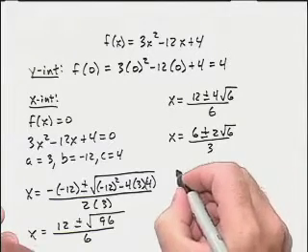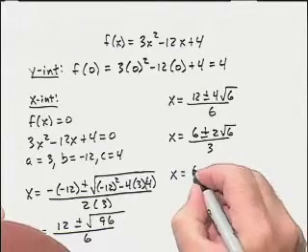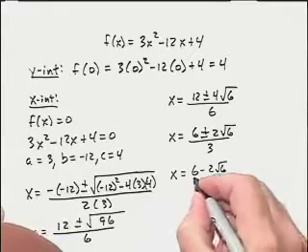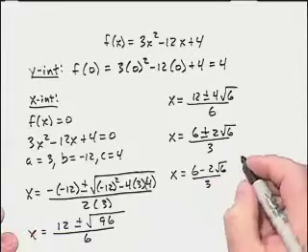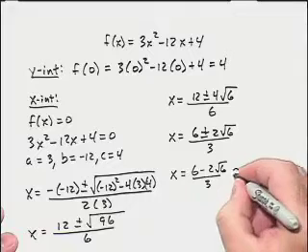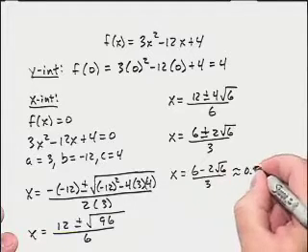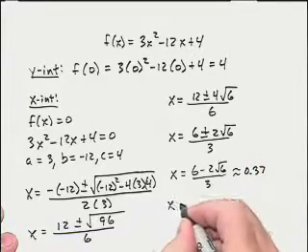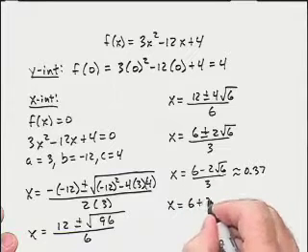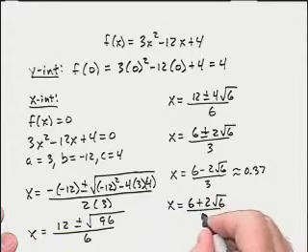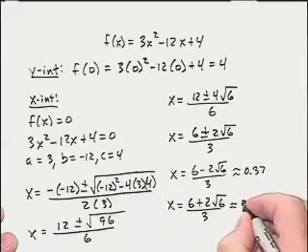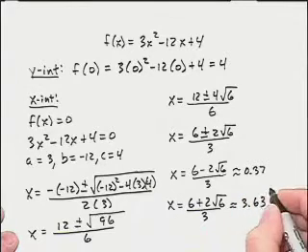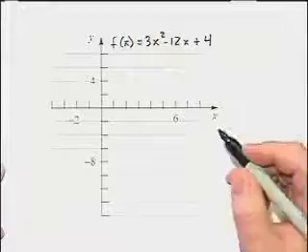So our x-intercepts: x is 6 minus 2 times the square root of 6 over 3, which is approximately 0.37. And we'll have x is equal to 6 plus 2 times the square root of 6 over 3, which is approximately 3.63. Now we can take the information we've obtained in parts A through D to sketch a rough graph of our function.